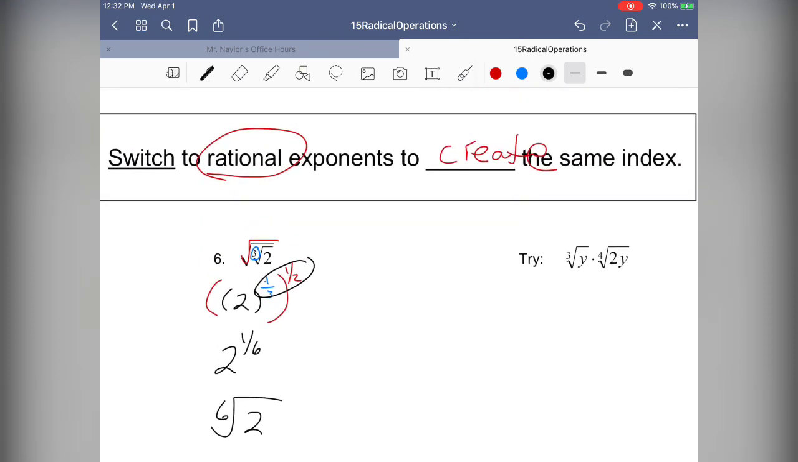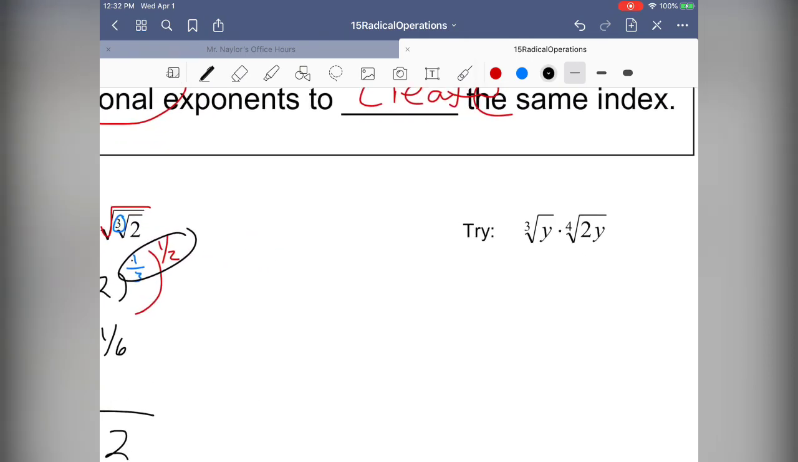Ready to try one? Okay, now again, as you look at this, the roots, the indexes are different, but you can start the problem by writing this in rational form. So I want to write this as a 1/3. I want to write this as a 1/4. I just want to make sure that you see that it's the entire 2y that is to the 1/4. See if you can take it from there.